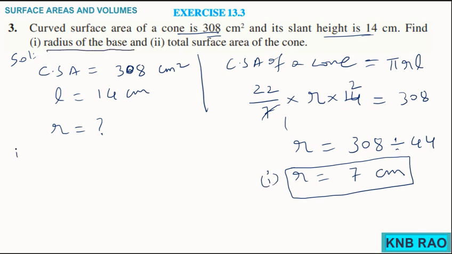Now the second question, find the TSA. TSA, you know, it is CSA plus the area of the base.